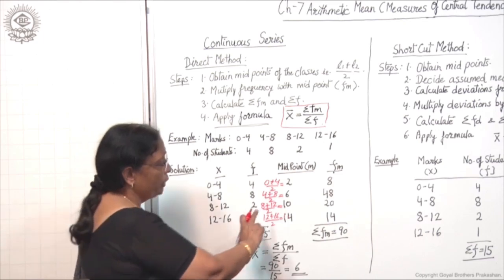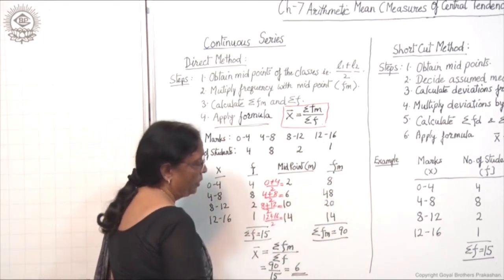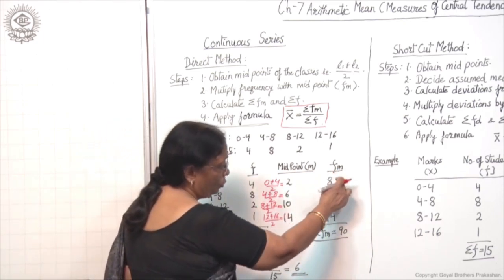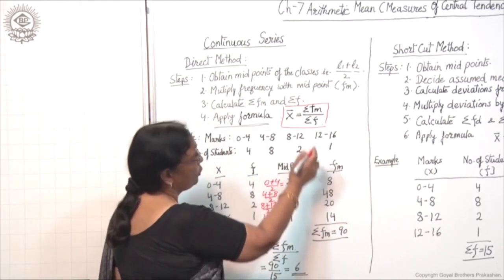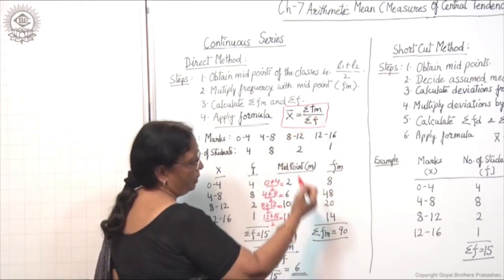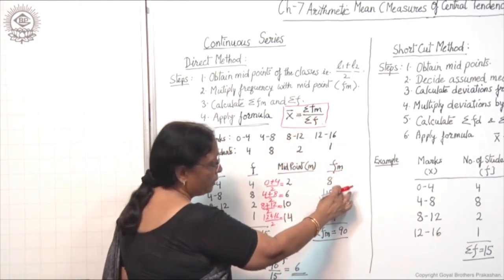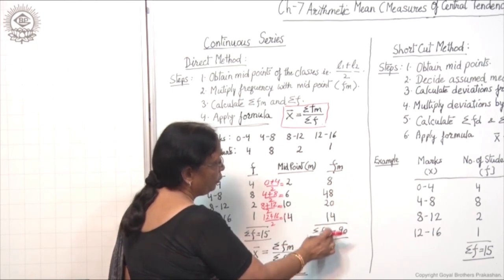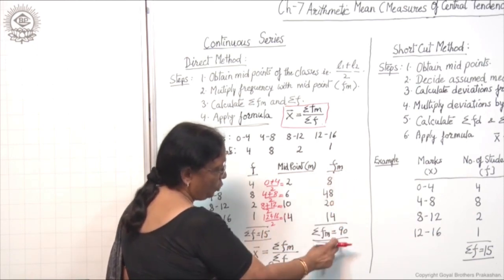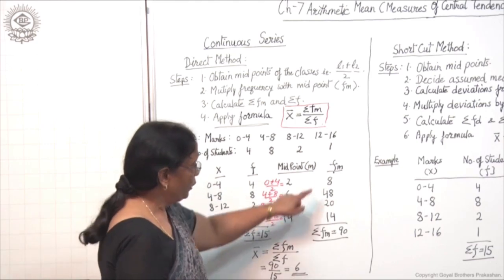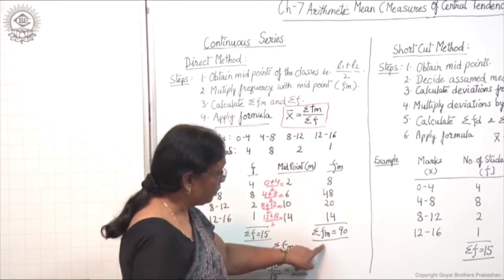Now after doing these two calculations, the next step is to do the total of this, because your formula says sigma fm. So you will calculate sigma fm by adding up this column. When you add up this column, you will get sigma fm.